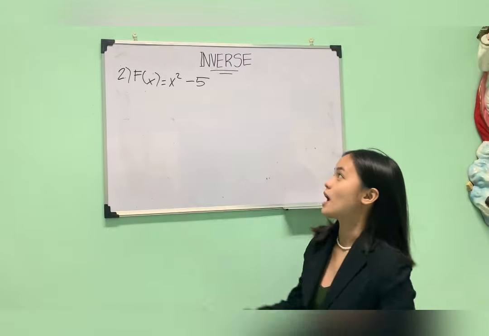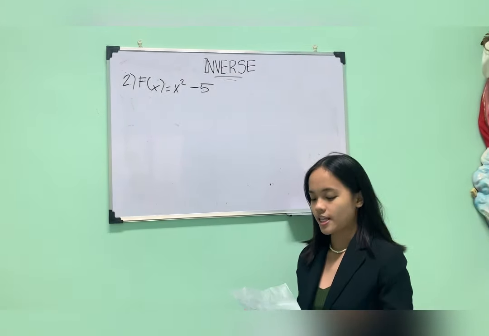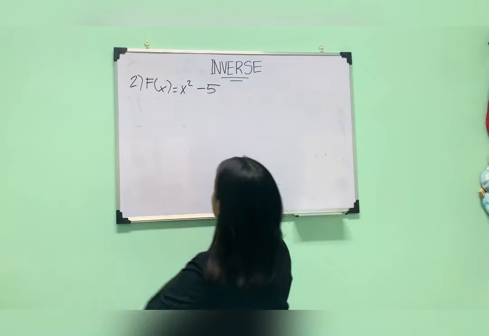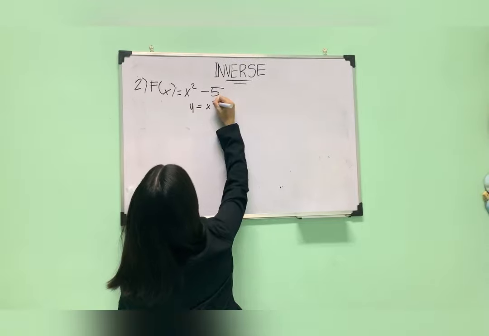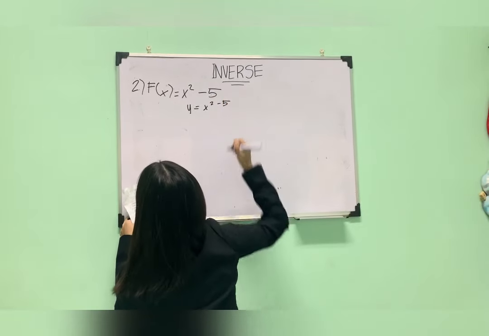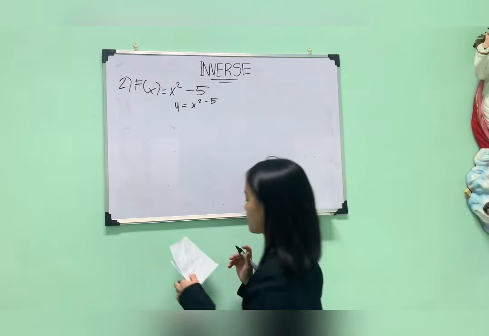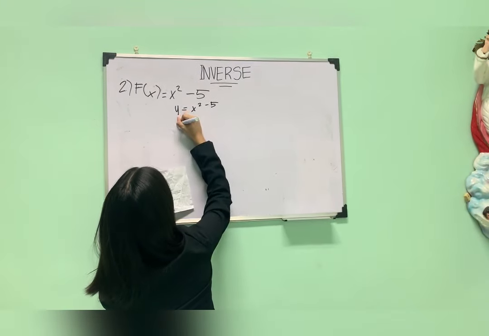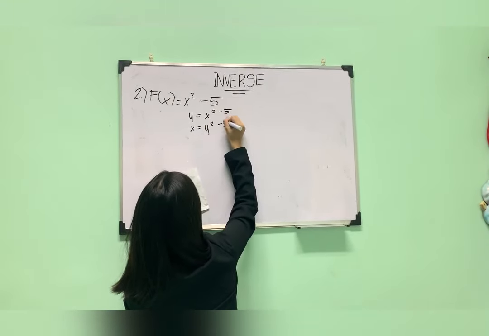Next, f(x) is equal to x squared minus 5. So the first step, replace f(x) by y. So that will become y is equal to x squared minus 5. Second step, substitute x with y and y with x. So that will become x is equal to y squared minus 5.